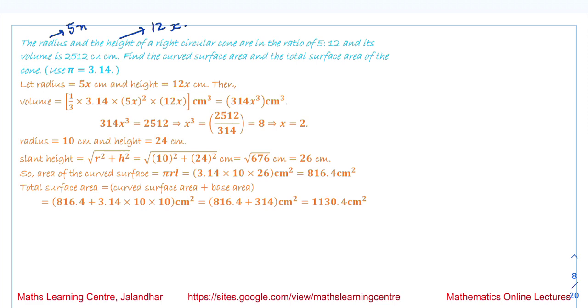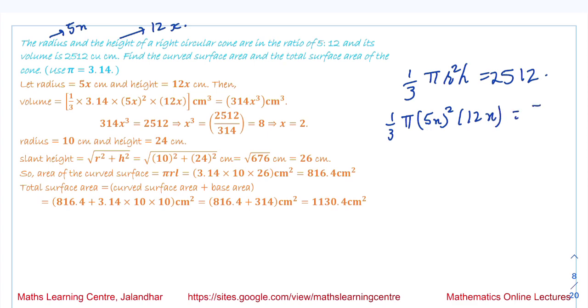Next it is given that its volume is 2512 cubic centimeters. The formula for the volume of the cone is 1 by 3 the volume of the cylinder, that is 1/3 pi r square h, and its value is 2512 centimeter cube. All these values are in centimeter. So it is 1 by 3 pi r square, where r is 5x, so 5x square, and height is 12x, is equal to 2512.